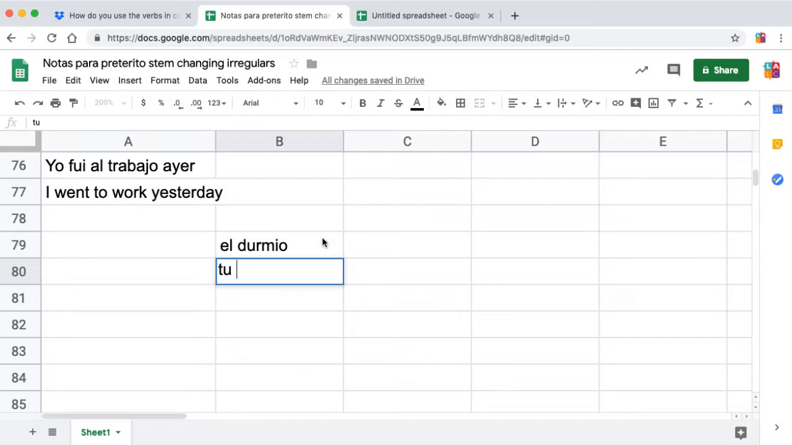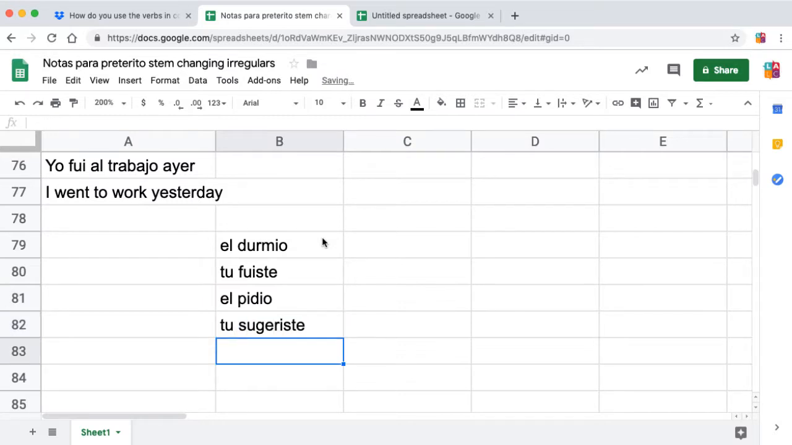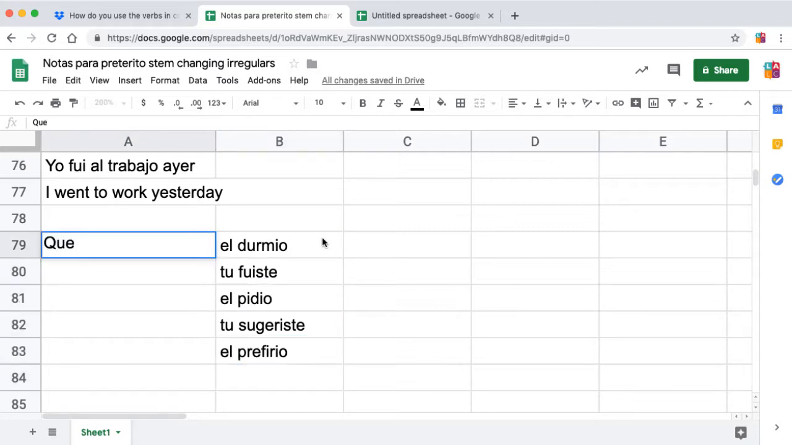To, I don't know, pediste, no, tú fuiste, you went, él durmió, él pidió, right, to ask for, and then we saw also tú sugeriste, I don't know, you suggested, que él prefirió.